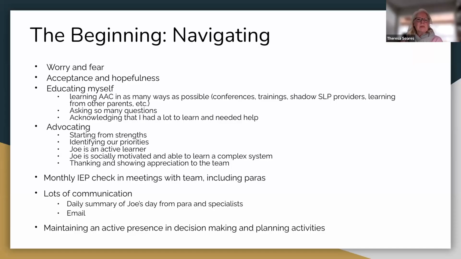And then they would send me notes about this is what Joe worked on at school today. These are the things that we tried. These are the things that he seemed interested in. And so there was some back and forth information. So I felt like I could ask Joe questions about his day and have it be meaningful.